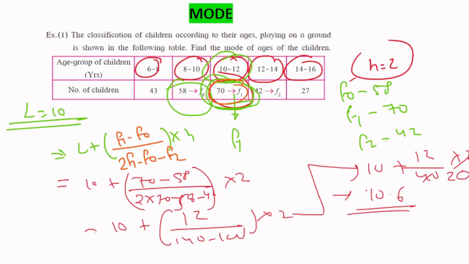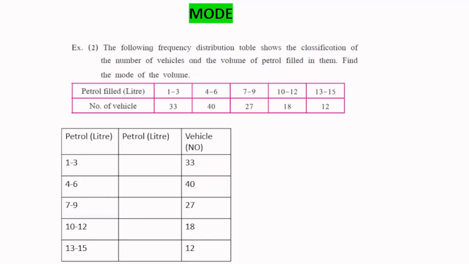Let's see another example before we go to the practice set. Your doubt will be clear, so you are good to solve the practice set by yourself. See this example again. This is from the book itself. The following frequency distribution is given. Petrol in liters is given as 1 to 3, 4 to 6, 7 to 9.